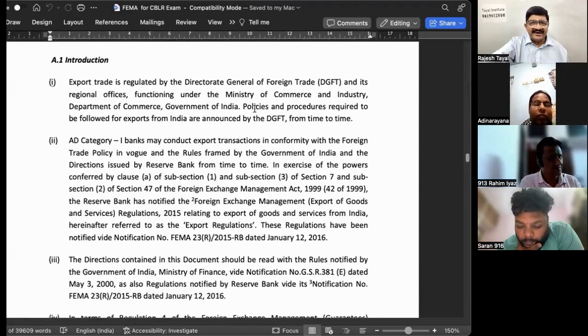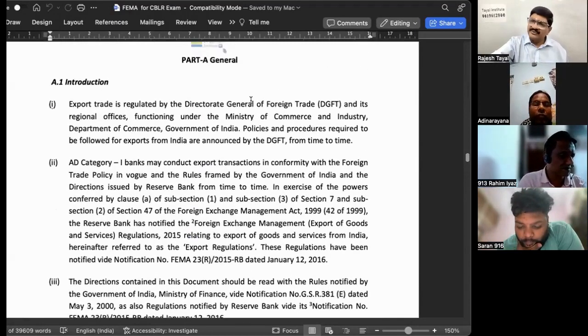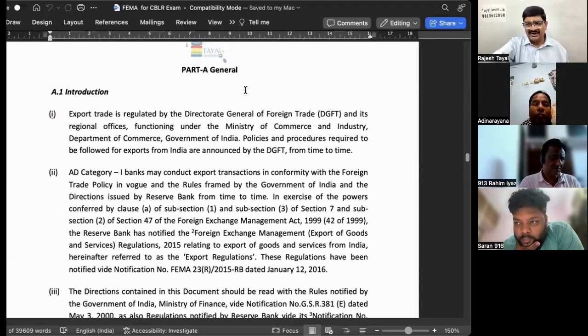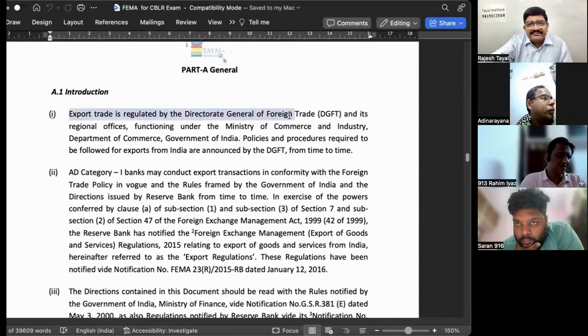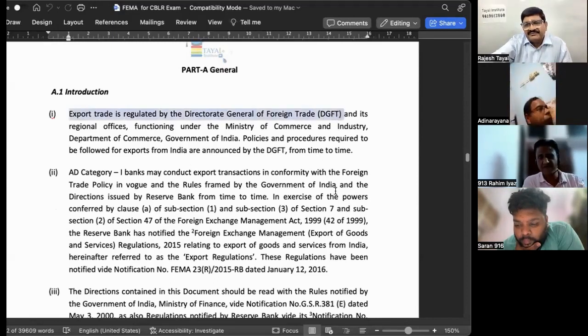So part A, now we have to simply read, and where the explanation comes, I'll give you the explanation, right? And I hope all of you have a printout. Yes, sir. So underline the important things which I'm going to underline here. Export trade is regulated by, who's regulating export trade? DGFT. Underline this.